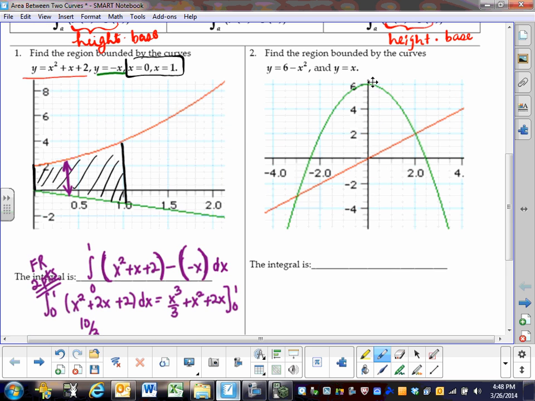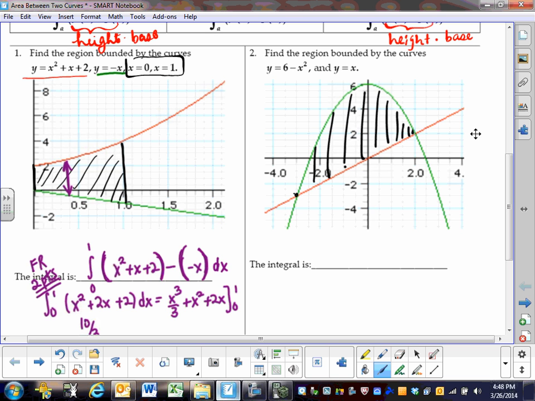For this next graph, I know that 6 minus x squared is an upside down parabola and that y equals x is a straight line. I would just graph an upside down parabola. I would probably substitute in x is 0 to get that it crossed through 6 and just make an upside down random parabola and then draw y equals x. So I'm looking for the area bounded. So that's the area that's closed off between the curves.